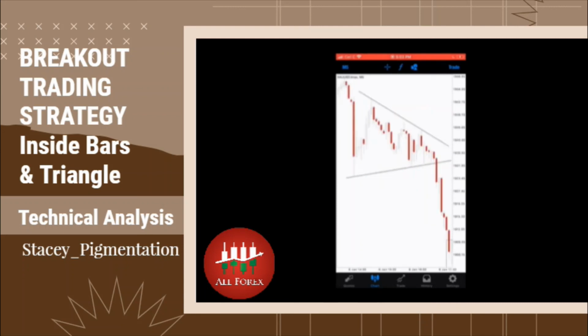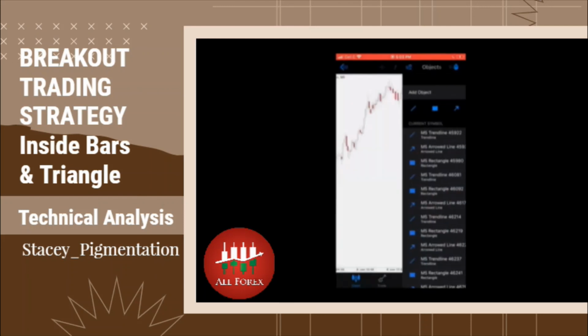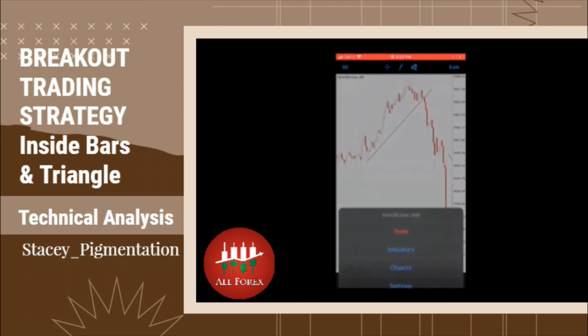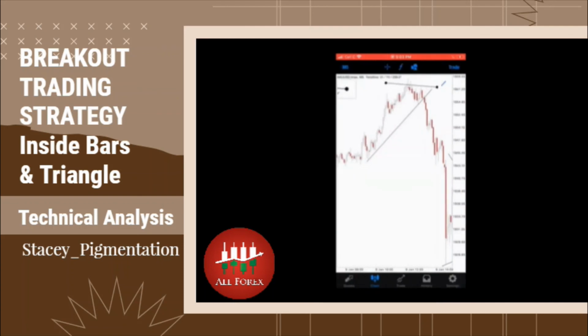See? So here it was seen. Like I said, after a strong movement, that's where you identify triangles. After a strong movement, that's where you locate triangles.